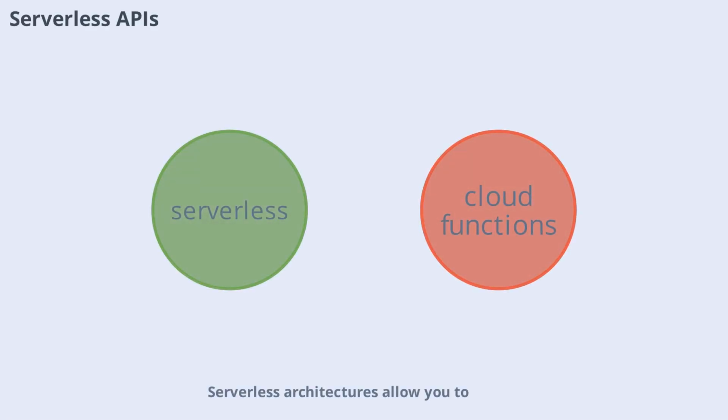Serverless architectures allow you to run API endpoints without managing servers. Cloud providers handle scaling automatically, so you only pay for what you use. Serverless APIs are ideal for unpredictable or spiky workloads. However, they come with limitations such as cold starts and execution timeouts, so it's important to evaluate if serverless fits your use case.